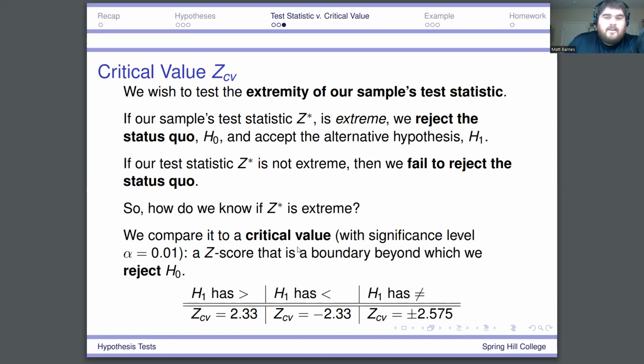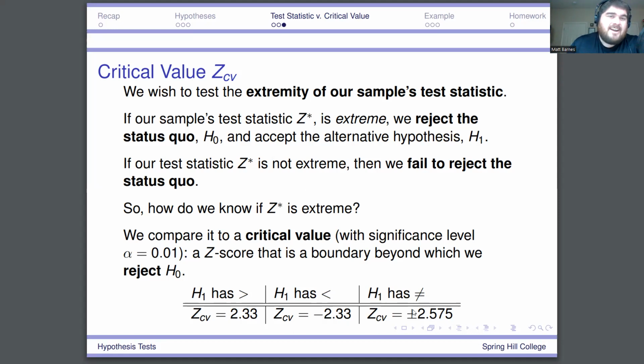So if we get a Z-score for our test statistic that is beyond this boundary, we're going to reject H naught. So if we have a greater than, we're looking for bigger than 2.33. So greater than 2.33, less than negative 2.33. Remember, less than with negative numbers, I'm talking -3, -4, -5, stuff like that. So negative and then a larger number. So -3, 3 is larger than 2.33, but because it's negative, it goes backwards.